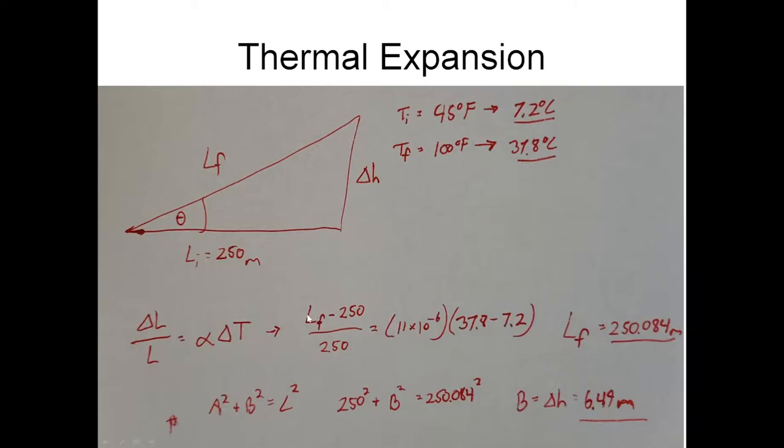That leaves the last unknown in our formula as L final. So to solve for that, I would recommend solving for the right side. I'm going to multiply alpha by the change in temperature, then multiply by 250 over to the right side, and then add 250 over to the right side to arrive at L final equals 250.084 meters. Now that is a growth of 0.084 meters. That's about 8.5 centimeters, which isn't a lot.